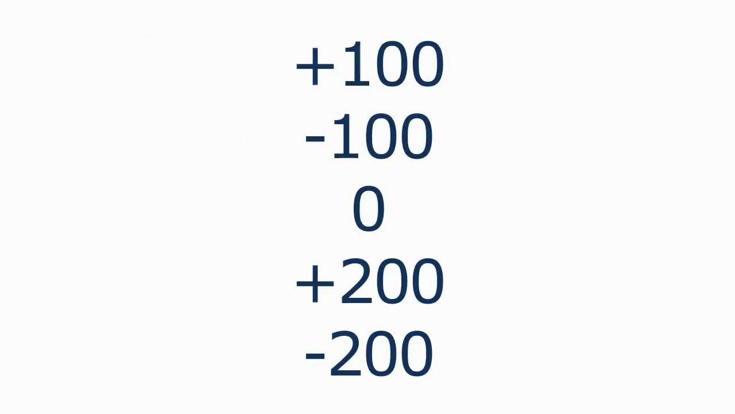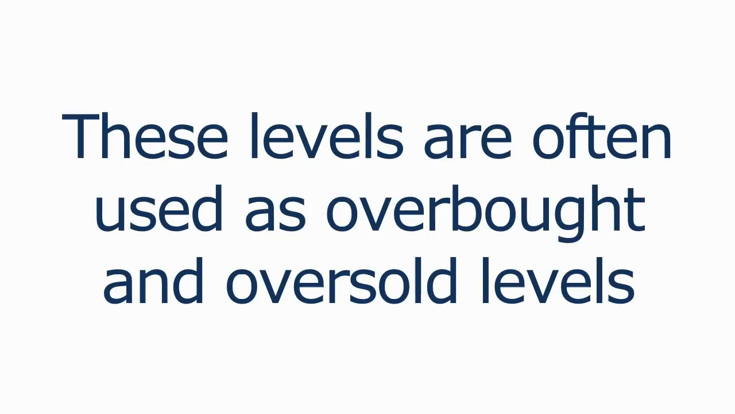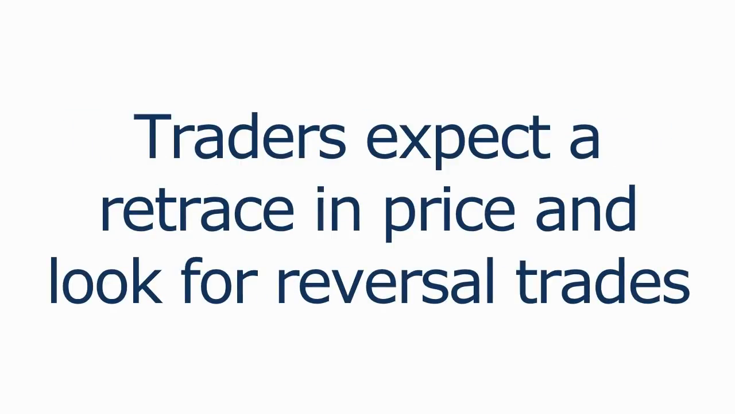And the CCI oscillates between several levels, and they include the plus and minus 100, the zero line, and the plus and minus 200. And these levels are often used as overbought and oversold levels. The 100 would be considered overbought as an example, and a move below minus 100 would be used as an oversold condition. And from there, traders expect a retrace in price, and we often look for reversal trades.